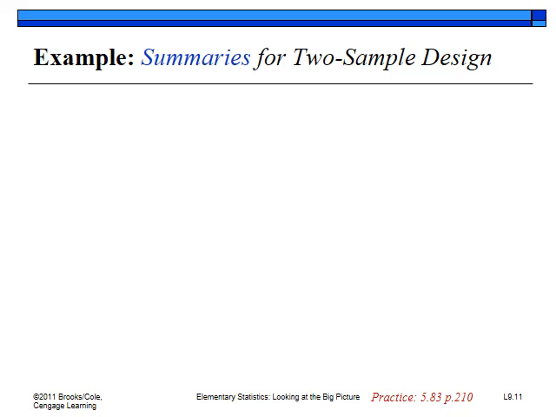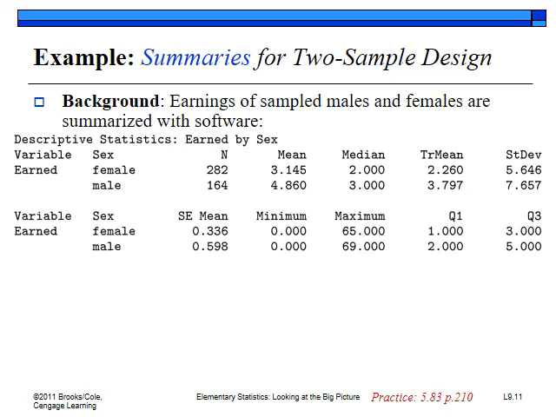To summarize, we'll want to compare the measures that we have for center, for spread, and for shape. A computer program has spit out the following summaries for this two-sample design. Females are the numbers at the top. Males are the numbers at the bottom. So by looking at this output, what can we learn?